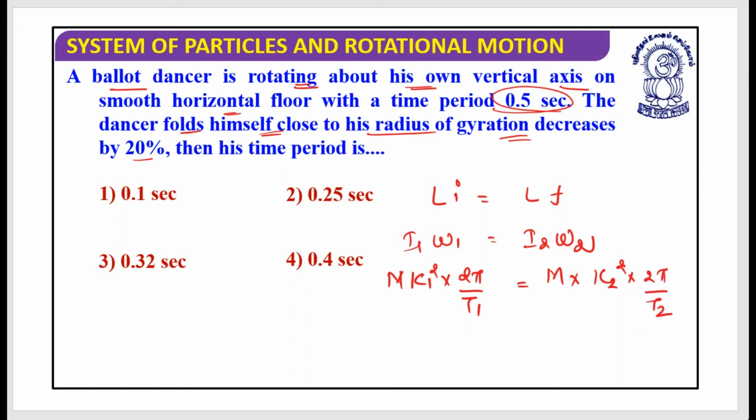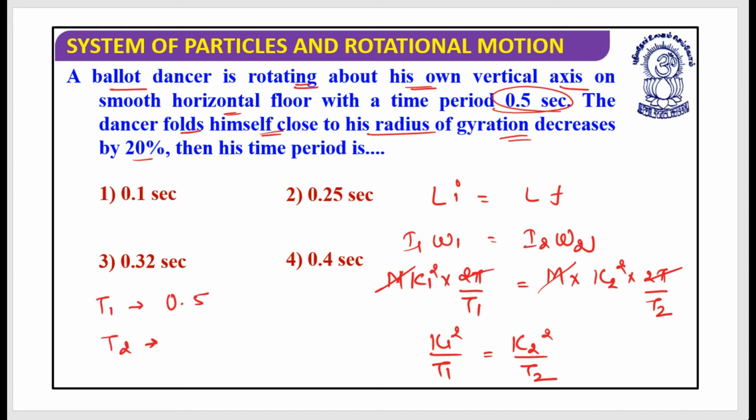This 2 pi has gone, m has gone, 2 pi has gone, so I have been left with k1 square by t1 is equal to k2 square divided by t2. Yes, now you have everything. You have t1 which is equal to 0.5 second.